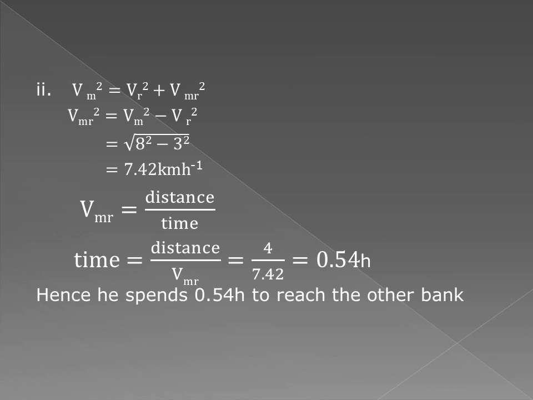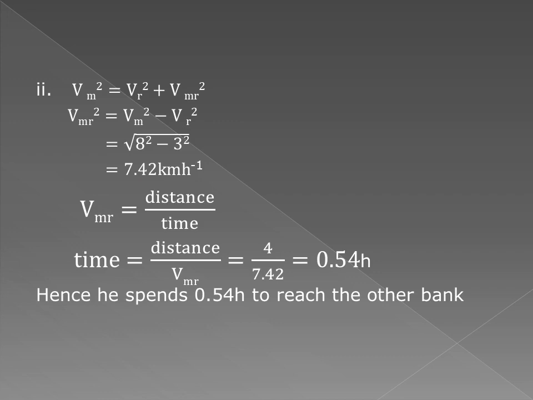The second part of the question, we have to find the component VMR, which is the actual velocity of the man relative to the river. We apply Pythagoras theorem, where Vm squared will be equal to VR squared plus VMR squared. That means that VMR squared will be equal to Vm squared minus VR squared, and then VMR becomes equal to the square root of Vm squared minus VR squared. So you put in the values for Vm of 8 and VR of 3. That gives us 7.42 kilometers per hour.